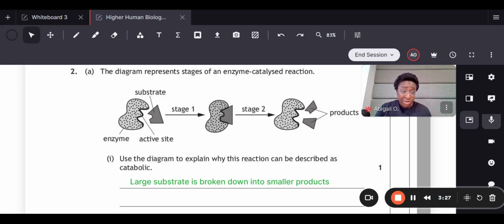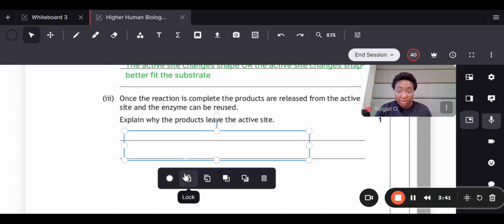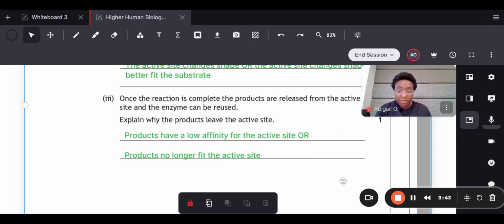However, once you've produced products, the products aren't bothered about the active site. They don't care. They want to leave the active site because they have a low affinity. Because they don't have an attraction to the active site, they have no reason to be there, and that's why your enzyme releases them. So how can we translate that to an answer? We could say products have a low affinity for the active site, or we could say that products no longer fit the active site, because it was the substrate that was specific to the active site, not the product.